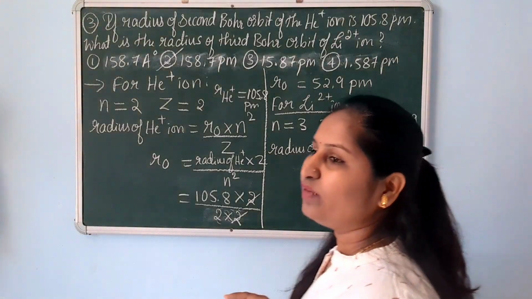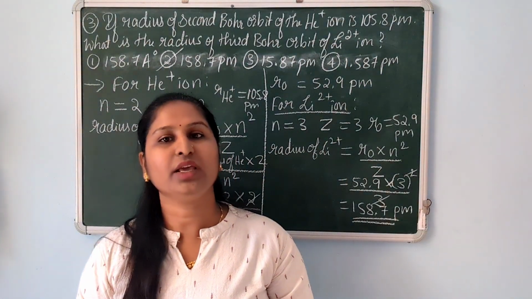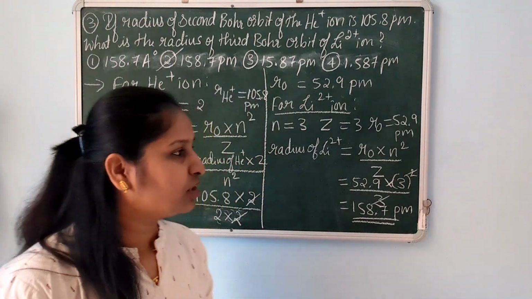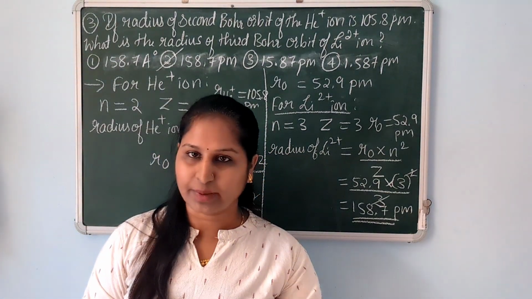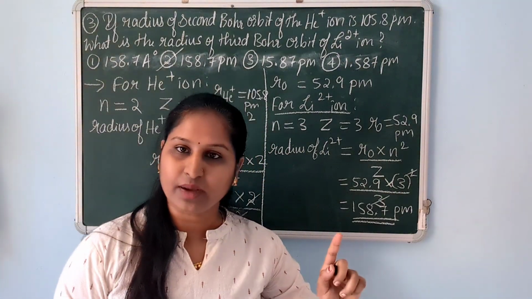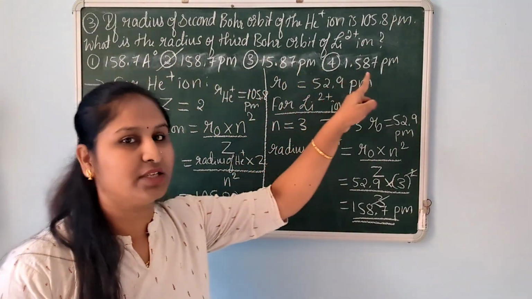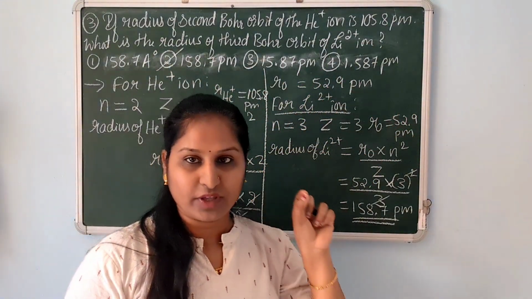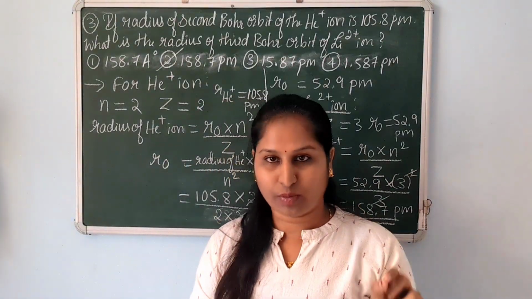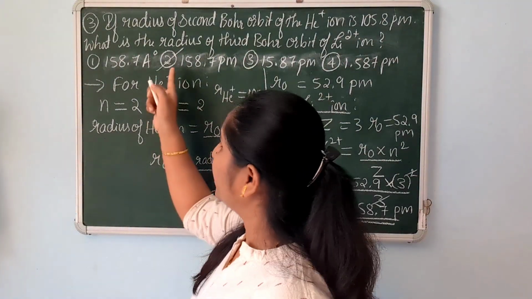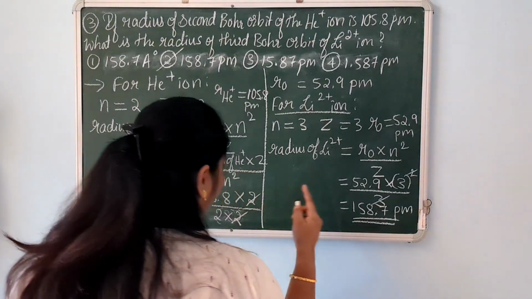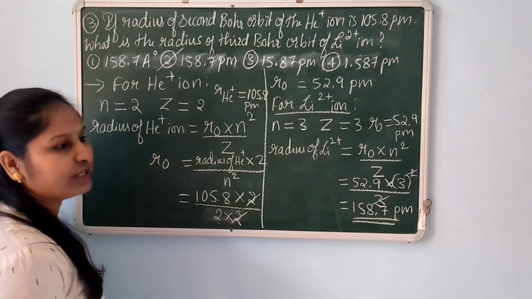So solving the problem properly is very important, because from this structure of atom chapter, usually the questions come in this way and the options are always confusing in this way only. So whenever you are solving the problem, you should solve it properly. Even though we have already got the answer, I'll tell how to convert this picometer into angstrom.